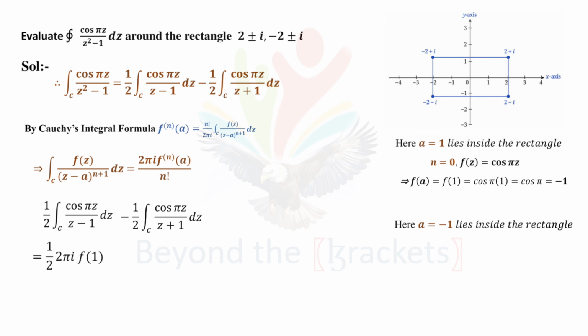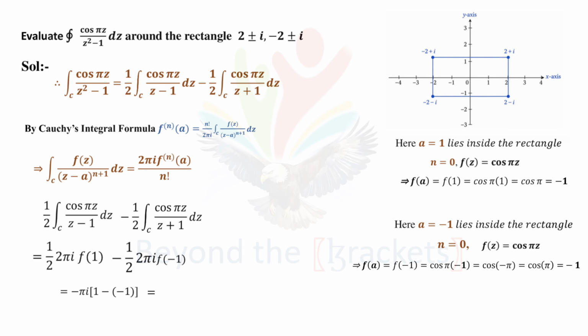Coming to the second integral, here the value of a is minus 1, which again lies inside the rectangle, and n plus 1 is 1, which implies n is equal to 0, so there is no need for differentiation. And the value of f of z is again cos πz, so the value of f of a will be cos π into minus 1, which will be cos of minus π. We know that cos of minus θ is cos θ, so this will become cos π, which will be equal to minus 1. Substituting all the values, we get 1 by 2 into 2πi into f of minus 1. So both the terms cancel out and the answer is 0.